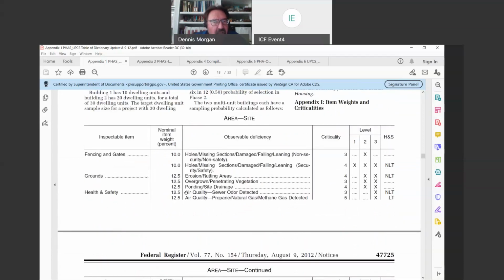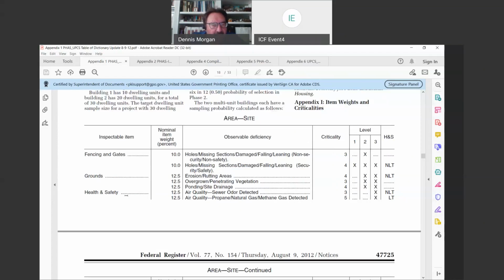The higher the nominal weight, the higher the impact of that particular item in terms of deficiency is going to then take away points. But you'll also see over here where it talks about criticality. And it's going to give you information on the criticality. The higher the criticality, the higher the impact.